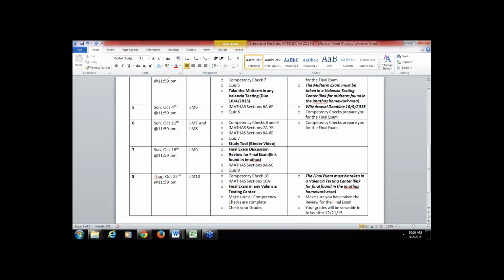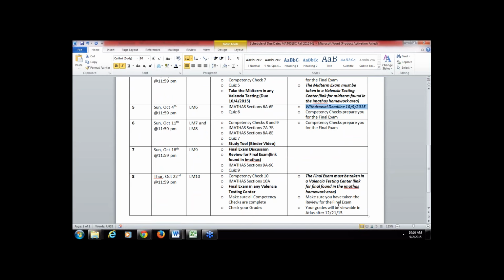You have a withdrawal deadline by October 9th. And honestly, I would hope that if you withdraw, you talk to me first, because I may tell you, hey, you still have a chance to make it. Don't withdraw. But if you feel like you're not going to pass and you want a W instead, it does affect your financial aid. So you should definitely speak to someone before you make a decision like that. But at the end of the day, it is your choice. You could do that by the 9th.